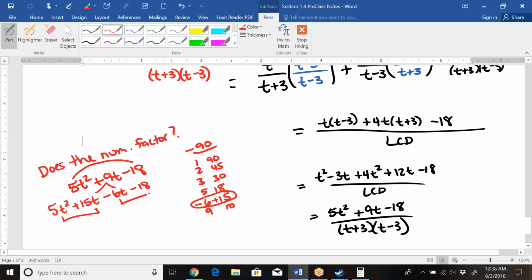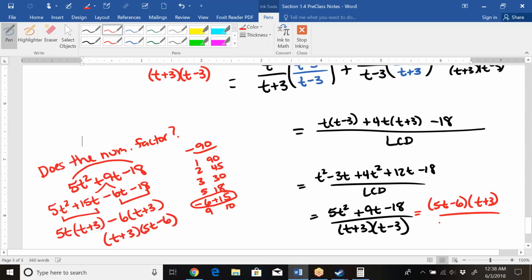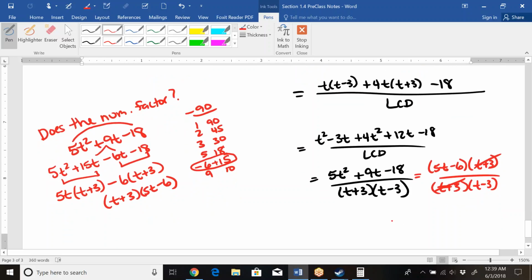And then we do what's called factor by grouping, which is you look at the pairs and pull out what they have in common. We can pull out a 5t out of the first pair. That would leave me with a t plus 3. We can pull out a negative 6 out of the second pair. That also leaves me with a t plus 3. So this is t plus 3 and 5t minus 6. And boy, am I glad that I checked, because I would have missed points on a test if I did not realize that this is a reducible fraction. Because on top and bottom, both of them have a t plus 3. So this is 5t minus 6 over t minus 3 for our final answer.